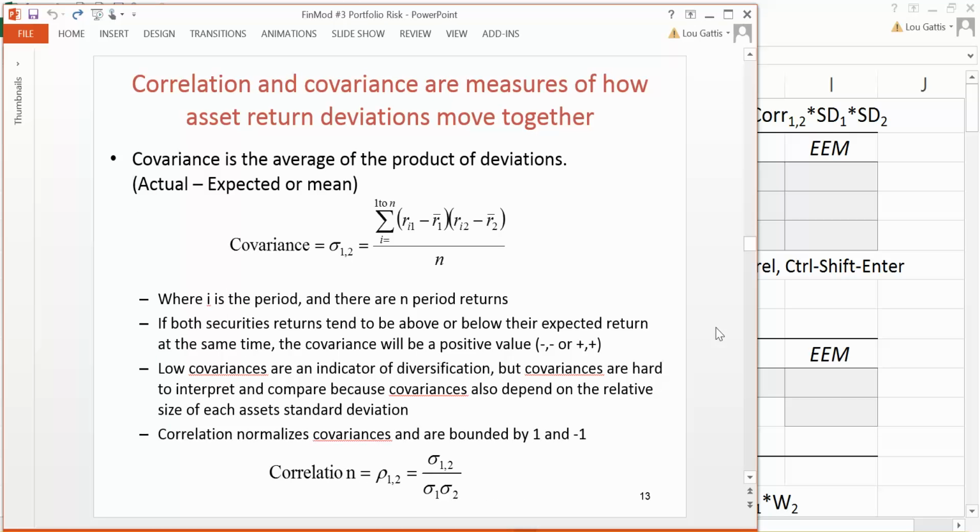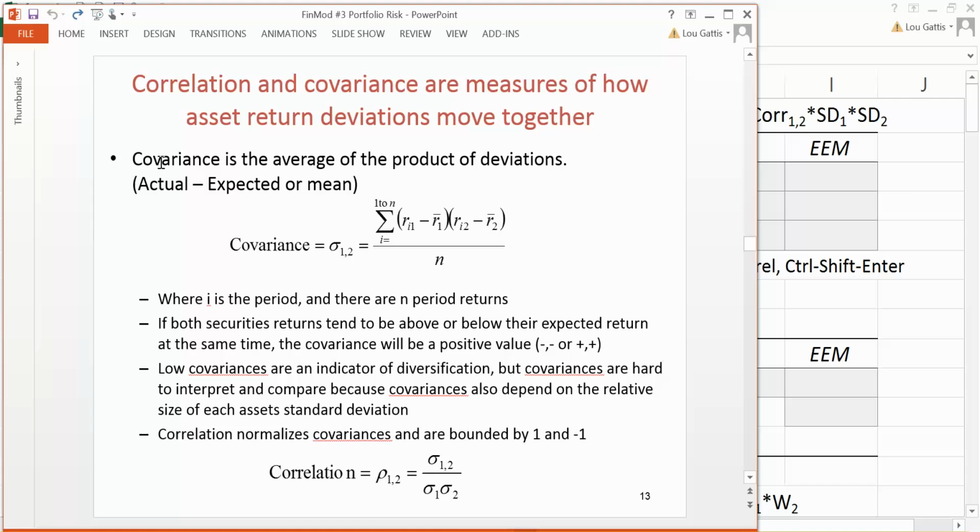Let's talk about what covariance and correlation mean for a minute. The formula for variance is the average squared deviation from the mean. So I'd take an asset's return in one period minus its mean return, and then I'd add up the squared deviations for all the periods and divide by the number of observations. So again, variance is the average squared deviation from the mean.